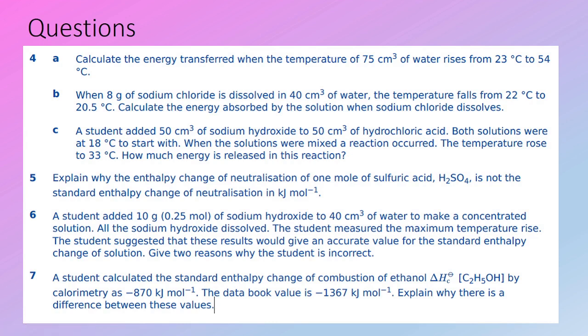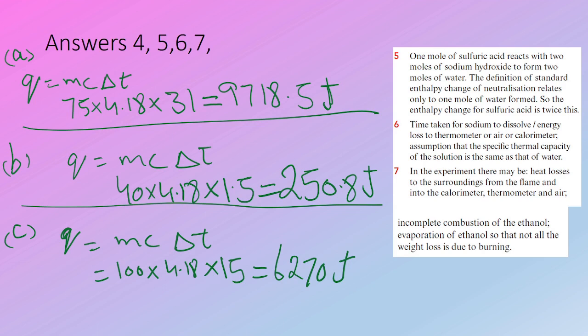Now we have different kinds of questions. The first three questions use the formula Q equals mc delta T. The answers are here. Simply put in the values for m, c and delta T, and we get the value in joules. You should know that for water the specific heat capacity is always 4.18 joules. Delta T is the difference of the temperature.